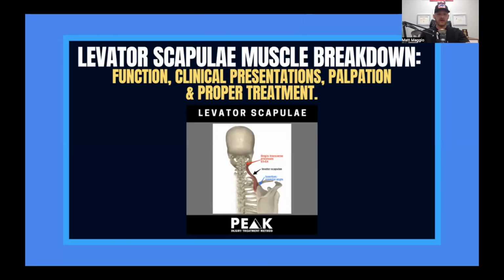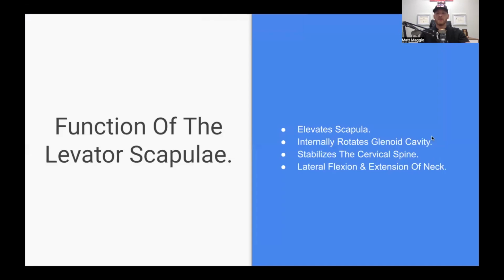All right, so levator scapulae muscle breakdown. I'm just going to call it levator scap for the rest of the presentation: function, clinical presentations, palpation, and proper treatment demonstrations. Let's get right into it. So the function of the levator scap, number one, the name itself. It elevates the scapula. It also internally rotates the glenoid cavity. It is very important in cervical spine stability, also produces lateral flexion and extension of the neck. It does a lot of work and it gets beat to hell in a lot of people that have chronic neck pain and tension.